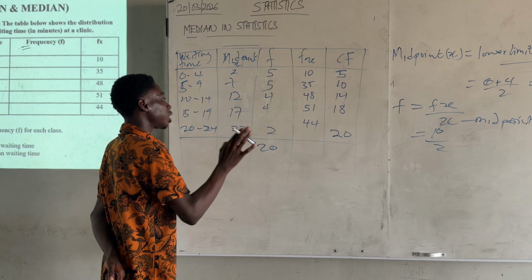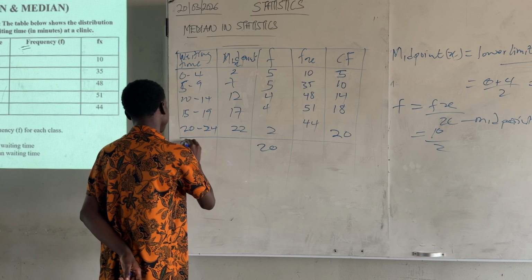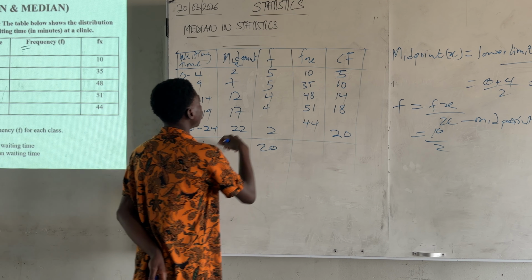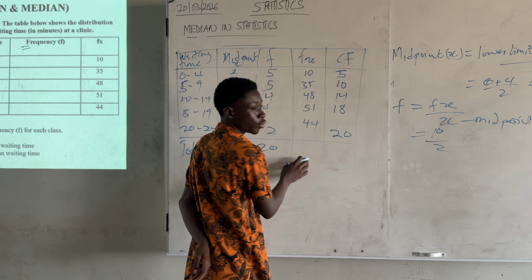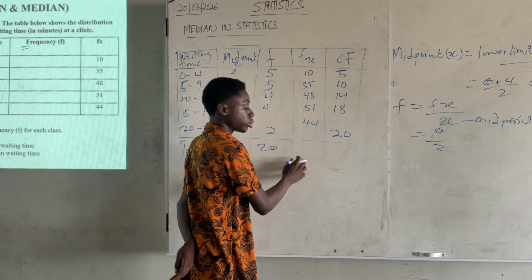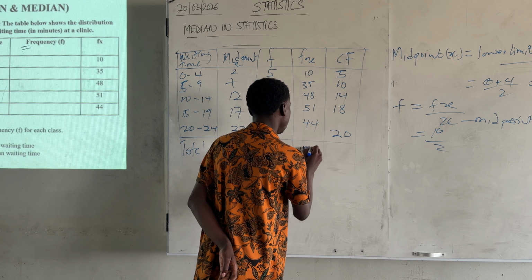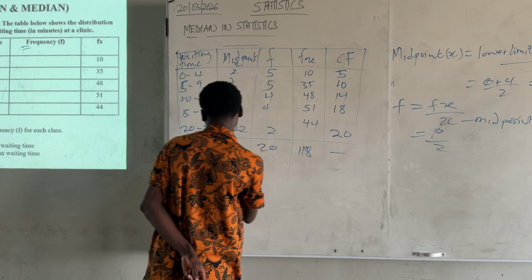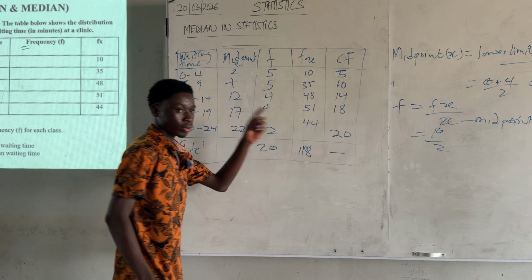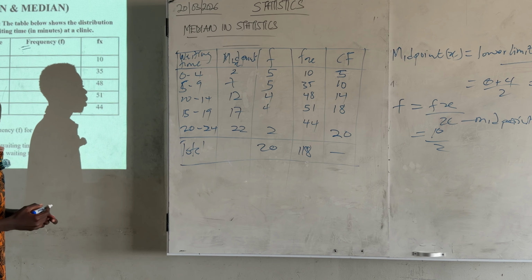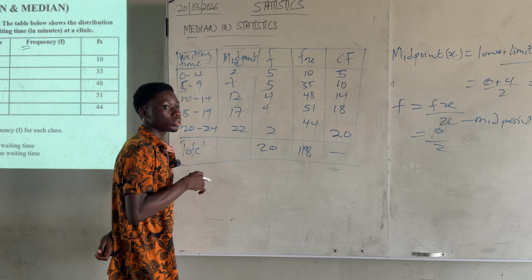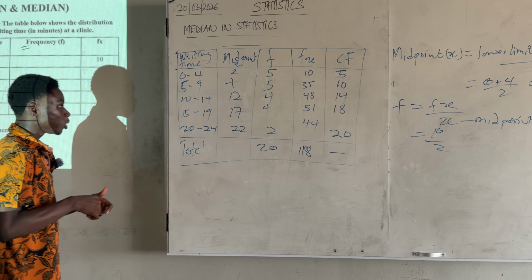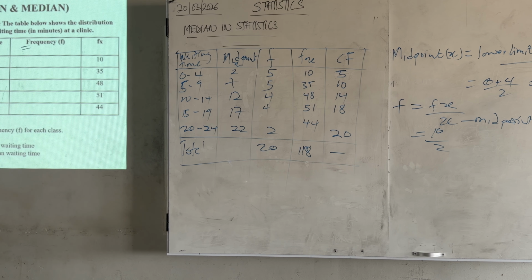Then after that, you find the total of the frequency. That's 20. The total of fx is 118, and the cumulative frequency total is a dash because you can't find that, it's not needed. Midpoint total, you don't find it. Okay, so after that, we are done with finding the frequency for each class.